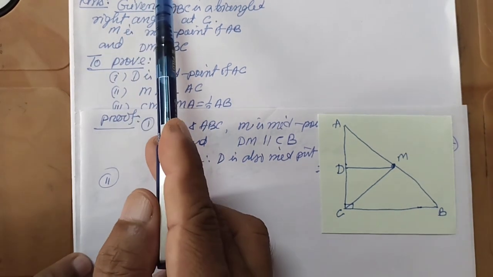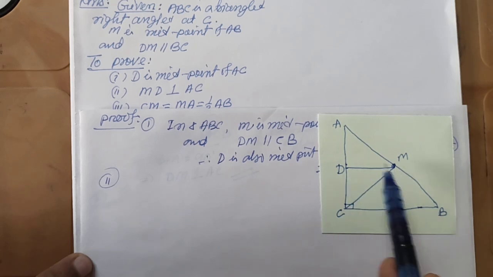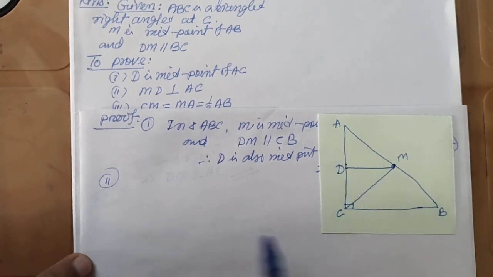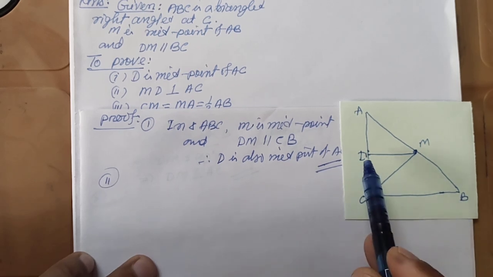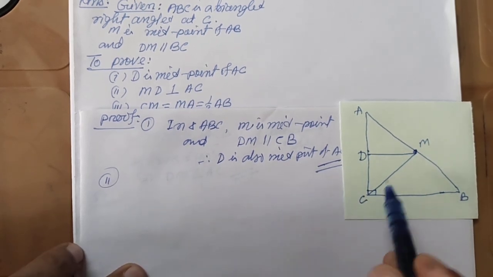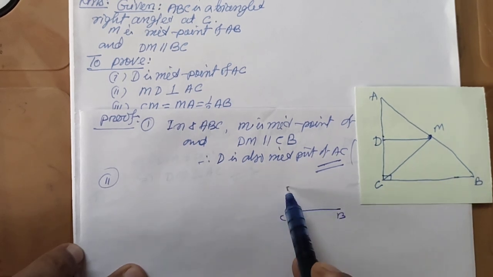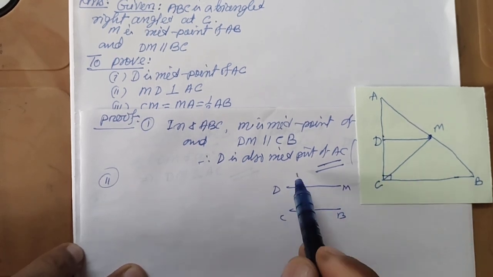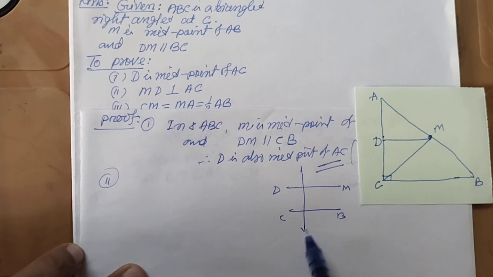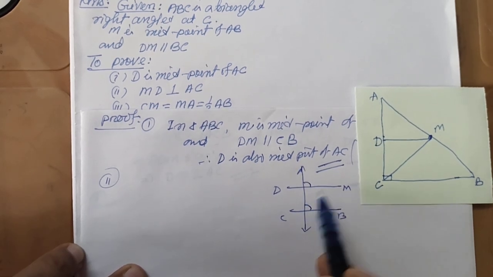Second part, to prove DM perpendicular to AC. You see, CB is parallel to DM, it is given. I will just show here, this is line CB, and DM, just drawing separately to understand. CB parallel to DM, and AC is the transversal.